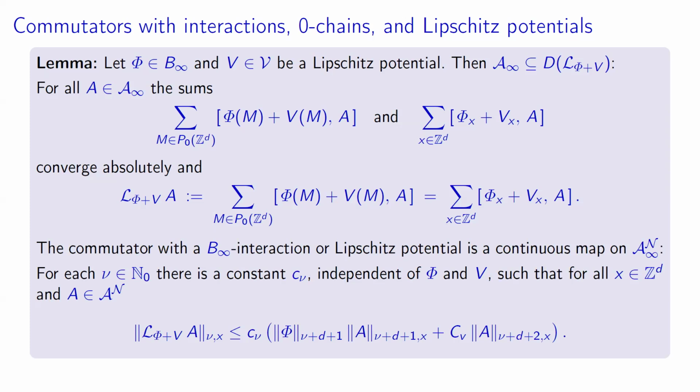Okay. And actually, if we think about this in a more analytic way, the commutator with such a B infinity interaction is really a continuous map on this Fréchet space in the following sense. The norm of the commutator of A with such a rapidly decaying interaction can be bounded in terms of another norm of A and a norm of this interaction, or this is the Lipschitz constant of V, and another norm of the interaction.